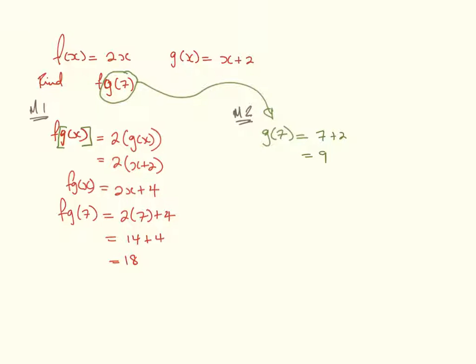Now that I know that g of 7 is 9, all I need to do is find f of 9. Because remember, it was fg of 7. g of 7 in and of itself is equal to 9. So this whole bit here is actually equal to 9. So now I need to just take that 9 and put it into f. Okay, so f of 9 will be 2 times 9, because I'm just replacing that x with 9, and we get 18. Much shorter, a lot quicker, and so on. So it's up to you.